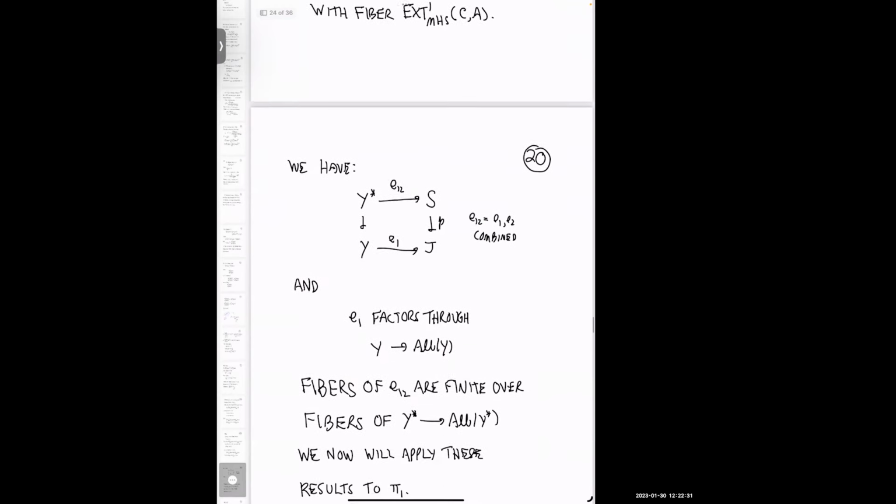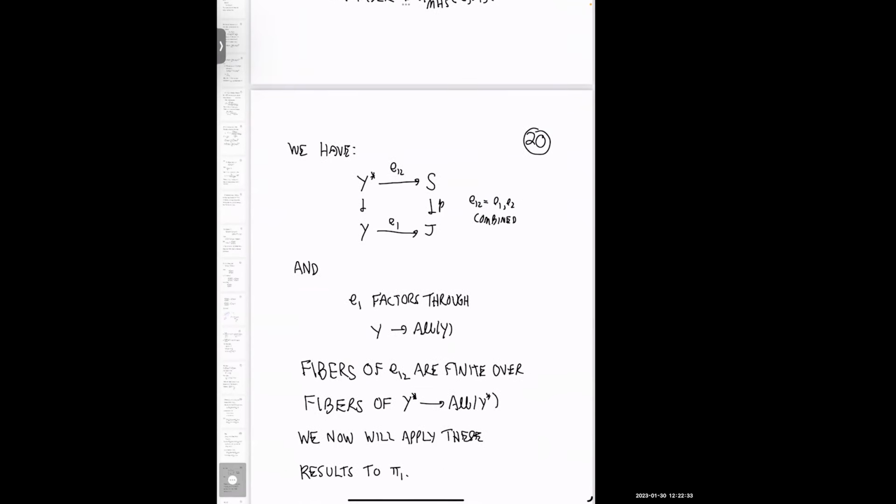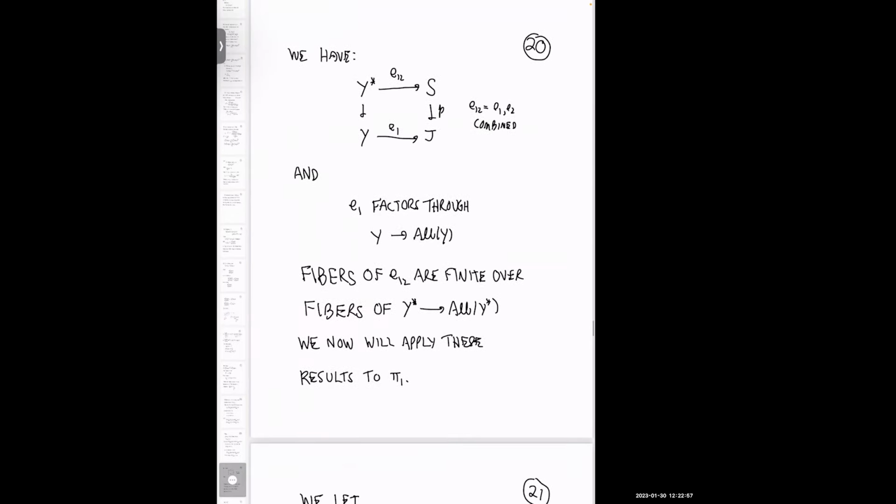And our Y, the complete Y, maps to J. The E1 extends across punctures. But up on Y star, you get a map which I'm calling E1-2, the combination of the information in the first two extension classes. And that maps to S, this fibration. And now E1, as we saw, factors through the Albanese map.